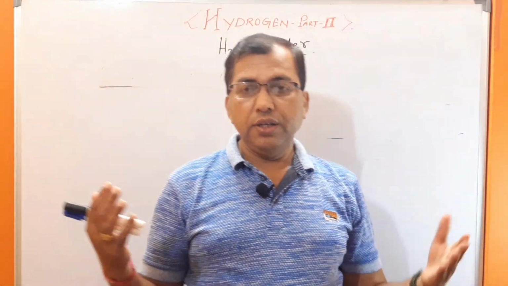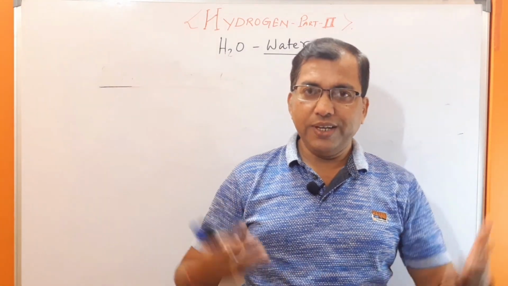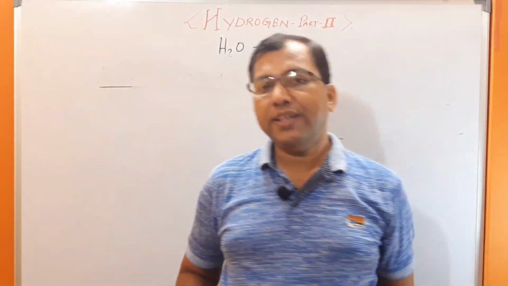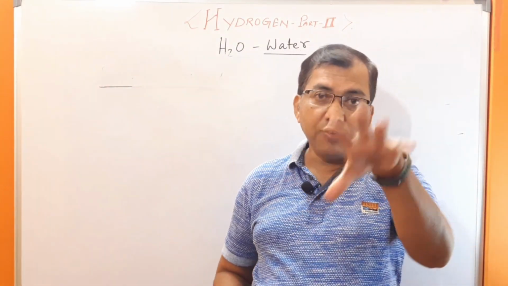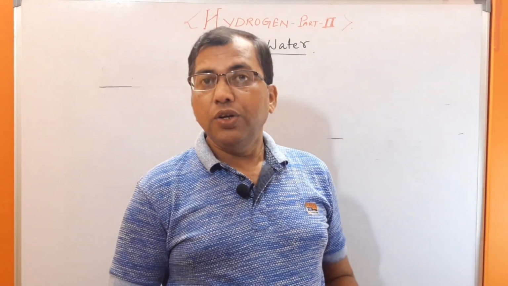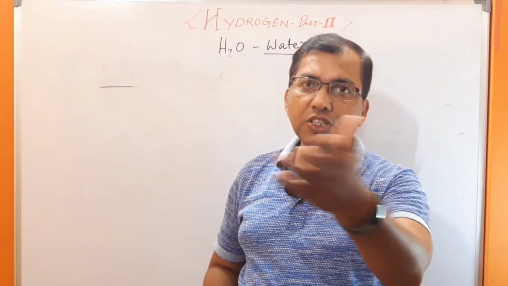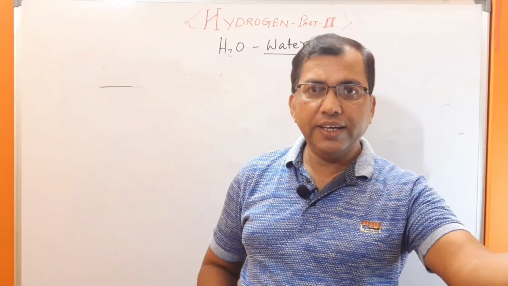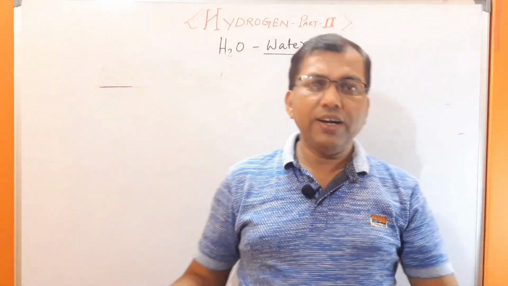Water is of two types, soft water and hard water. What is soft water and what is hard water? Soft water readily produces lather with soap, and hard water does not readily produce lather or foam with soap. What is the cause of hardness? Examples of soft water: rainwater, distilled water. Examples of hard water: sea water, tubewell water. Clear? And what is the cause of hardness?